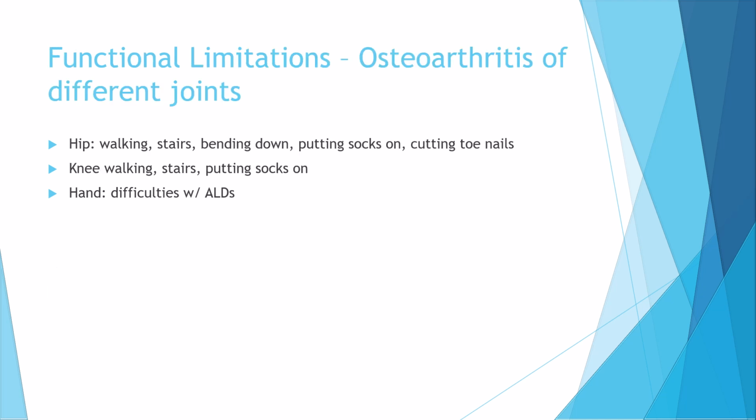Functional limitations. We're going to look at some of the functional limitations of osteoarthritis in the different joints. With the hip, you may have functional limitations with walking, going up and down the stairs, bending down, or moving from bending to standing upright, putting on socks, cutting your toenails. With your knee, you may have difficulty walking, taking the stairs up and down, ascending and descending, putting on socks. And if you have osteoarthritis in your hand, you may have difficulty with ADLs, for instance dressing, brushing your teeth, being able to put your shoes on, and things like that.